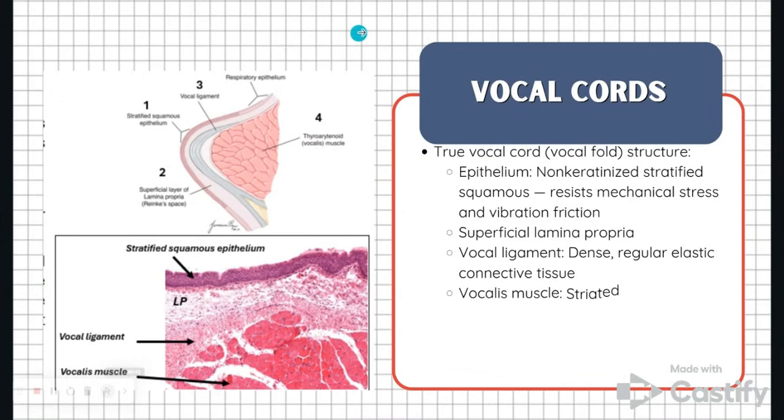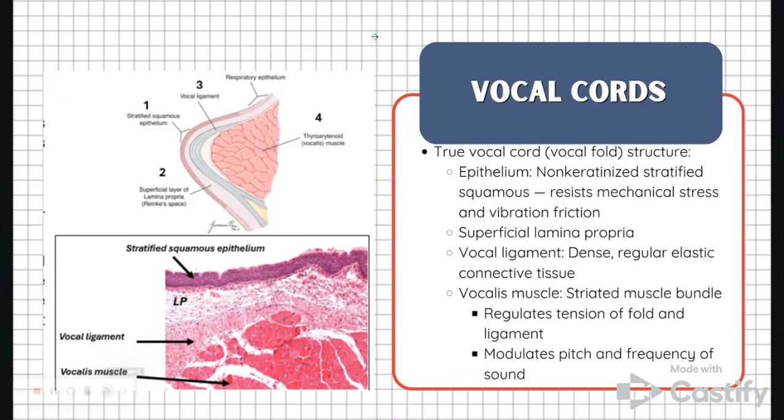Okay, now vocal cords, the true vocal cords, we're going to talk about things that actually produce motion. We have epithelium, non-keratinized, stratified squamous. Again, non-keratinized. They resist mechanical stress and vibration friction. They have superficial lamina propria. You guys see the lamina propria here? It is much more superficial, like directly under the stratified squamous.